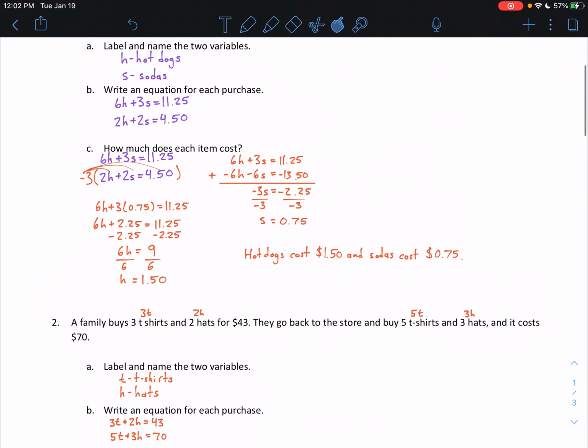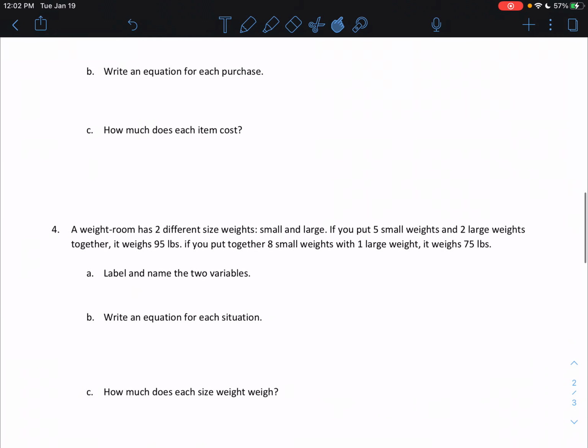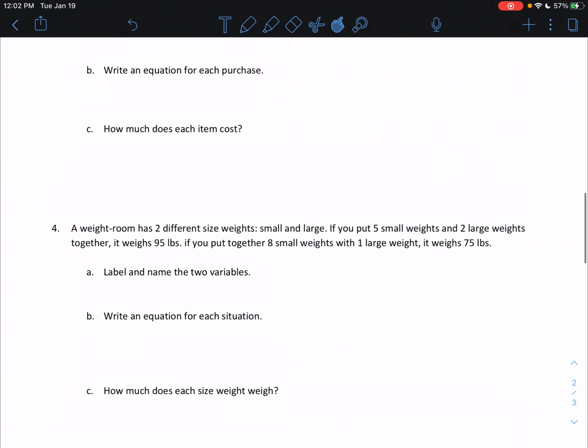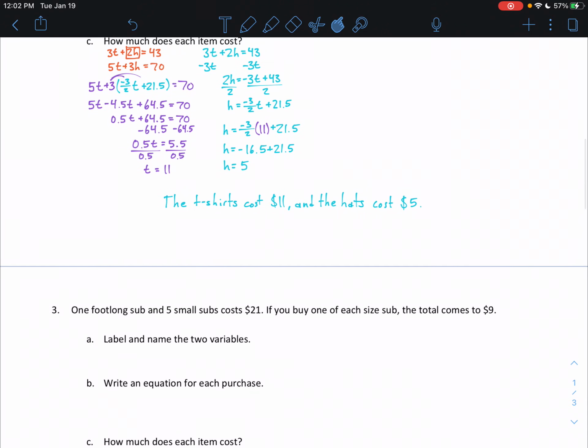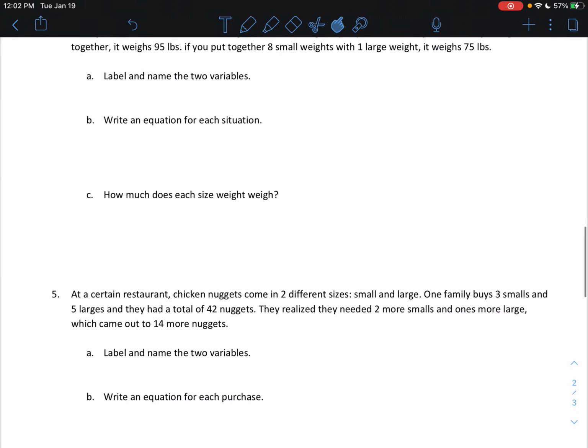So that was the first two on this assignment. I want you guys to do these last three on your own. If you need any help, please come to my office hours or message me on Schoology. I'm always happy to help.